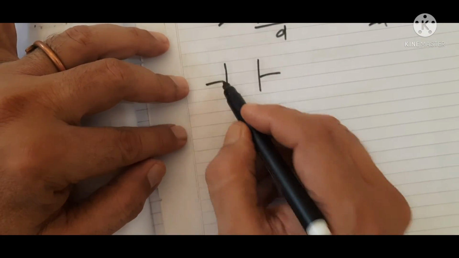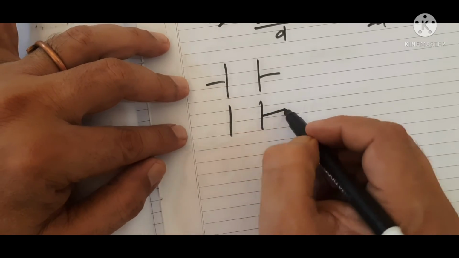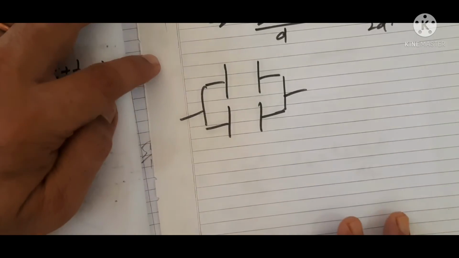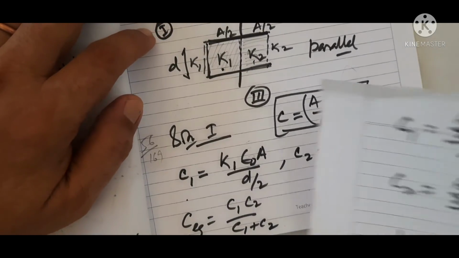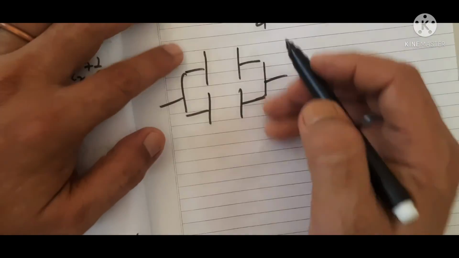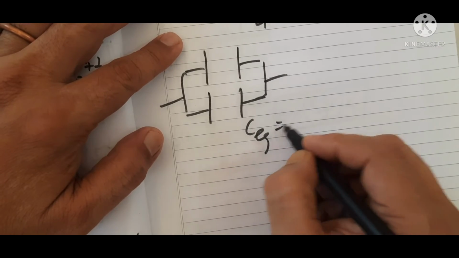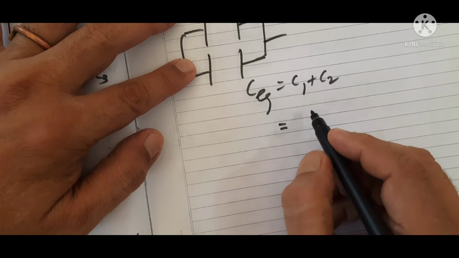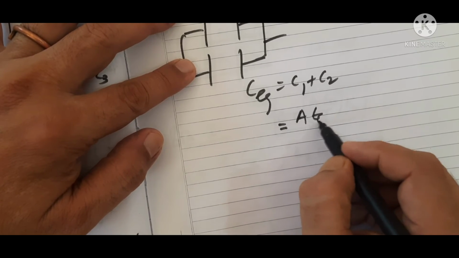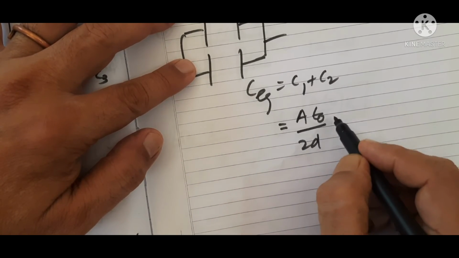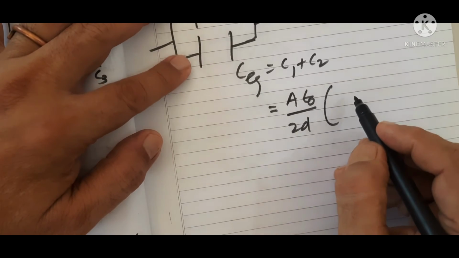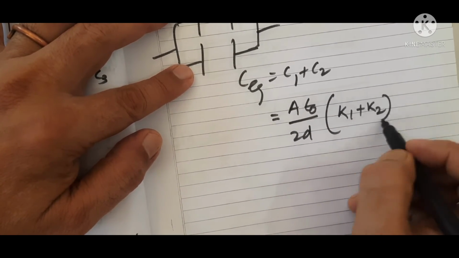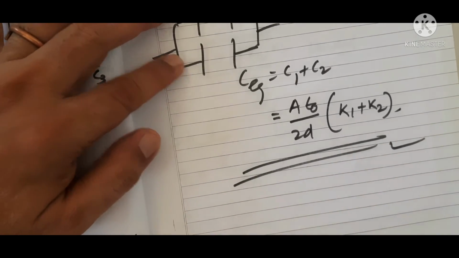ऐसा है, parallel. These two are in parallel. So in case of a parallel combination, C equivalent is equal to C1 plus C2. दोनों की वैल्यू put कर दी, जो common है बाहर निकाल दिया, A epsilon naught by twice D within bracket. क्या बचेगा यहाँ पर, K1 plus K2. Okay.